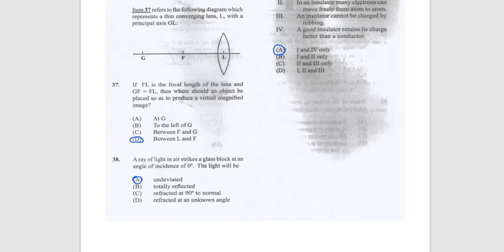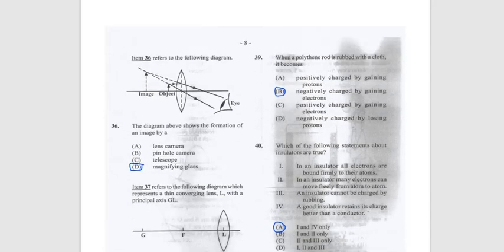38. A ray of light in air strikes a glass block at an angle of incidence of 0 degrees. The light will be undeviated. 39. When a polyethylene rod is rubbed with a cloth, it becomes B. Negatively charged by gaining electrons. And if you read the other options carefully, you realize that they make no sense, because protons will not move.